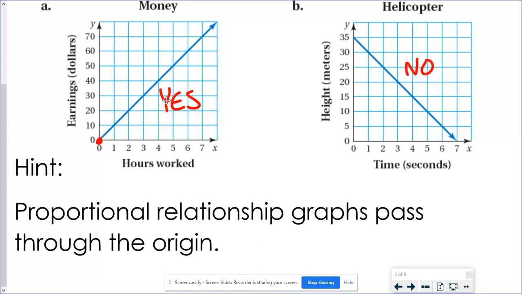Proportional relationships have to be linear. That means they have to be a straight line, but they also have to go through the origin. So if either one of those things isn't true, then it's not going to be proportional.